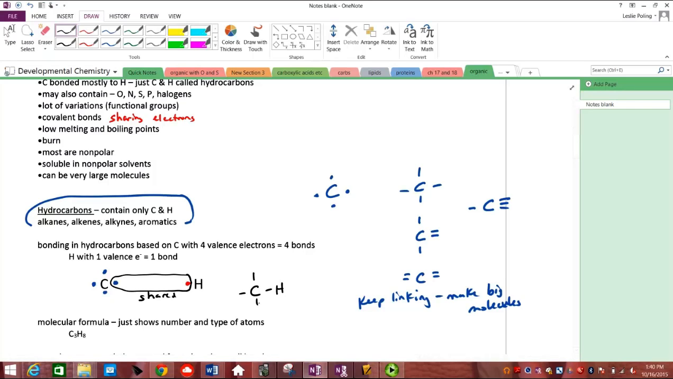Organic compounds tend to have low melting and boiling points. So we're going to see some liquids and gases at room temperature. They burn. So we're going to be looking at combustion reactions. Most of them are nonpolar. So if they are nonpolar, they are not soluble in water. They would be soluble in nonpolar solvents. And we can get really, really big molecules.